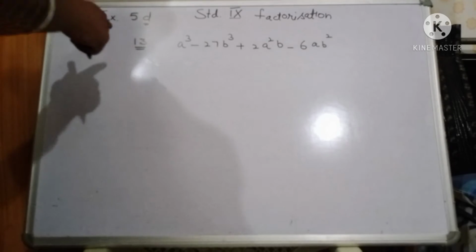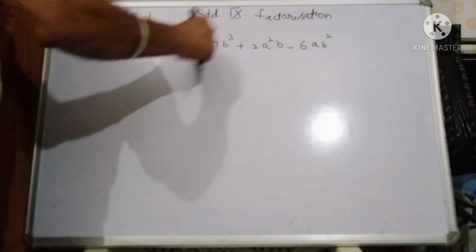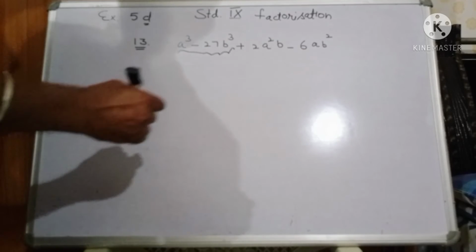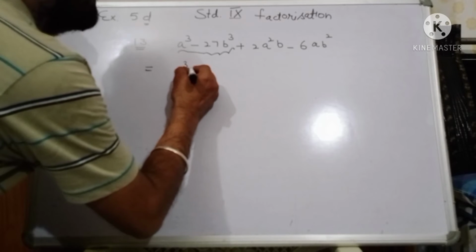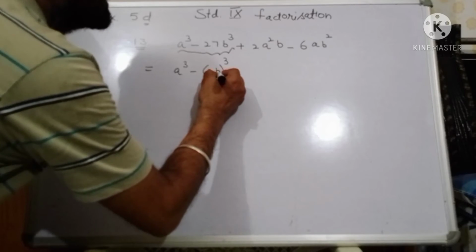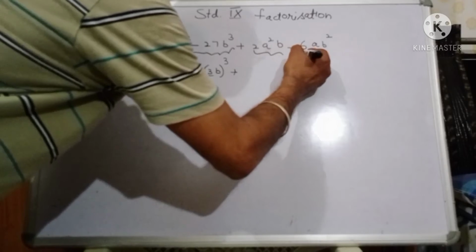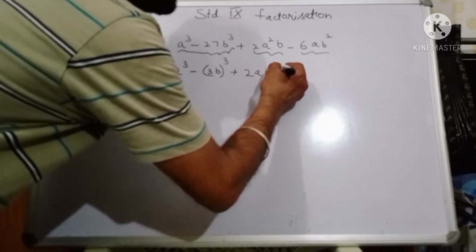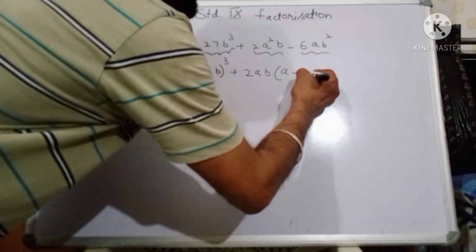Now we will do question number 13. a cube minus 27b cube plus 2a square b minus 6ab square. Easily you can see these two terms are the difference of cubes. We will write it a the cube minus 3b the whole cube. 27b cube can be written as 3b the whole cube. Now from these two terms 2ab is common. What is left here? a minus 3b.